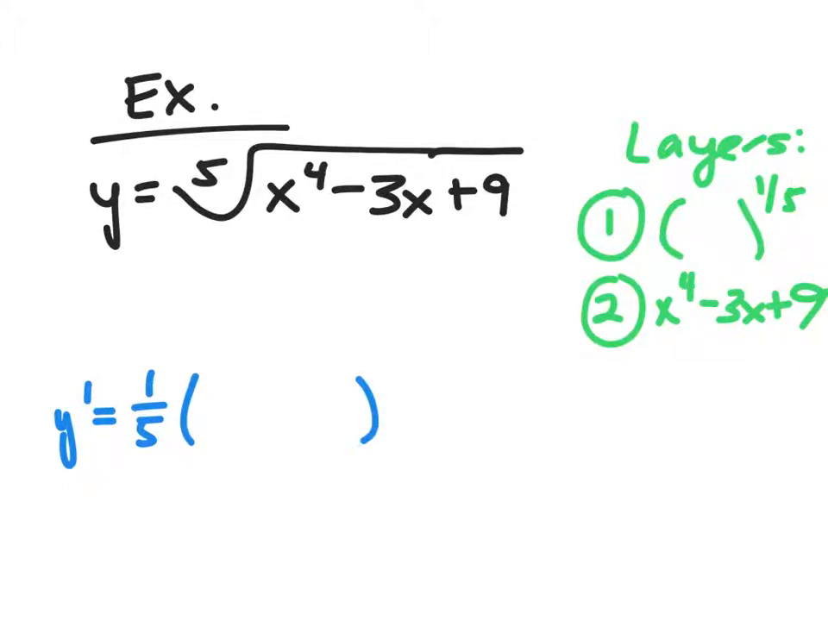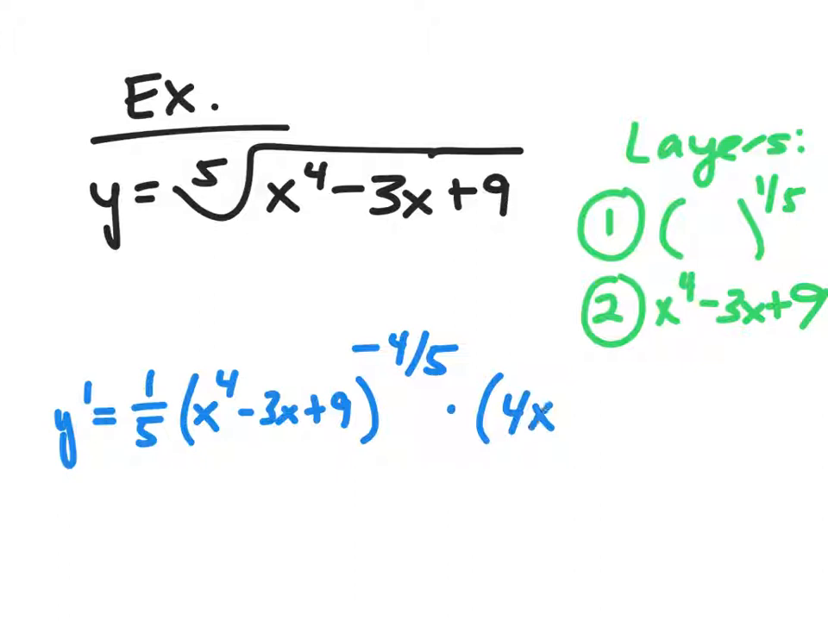Well, if I'm subtracting 1 from 1/5, 1/5 minus 1 is negative 4/5. Now, like I said, I'm going to keep the inside because all I've done is deal with the outside layer. Then I go back and I multiply by the derivative of the inside. So the derivative of this x to the 4th minus 3x plus 9 would go to 4x cubed minus 3x.